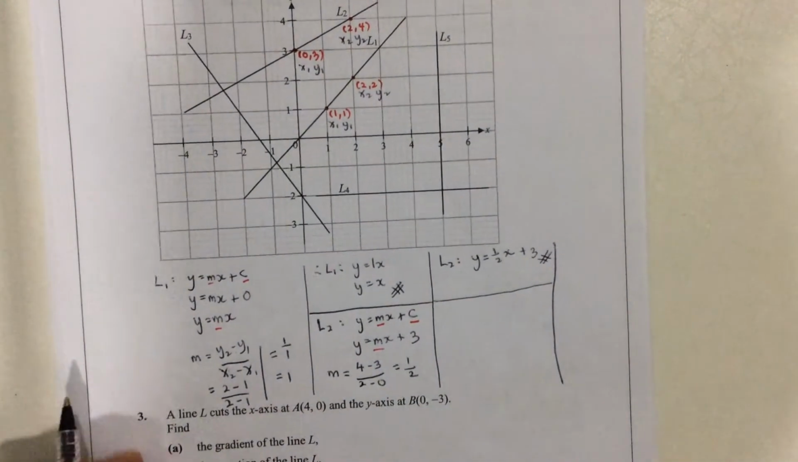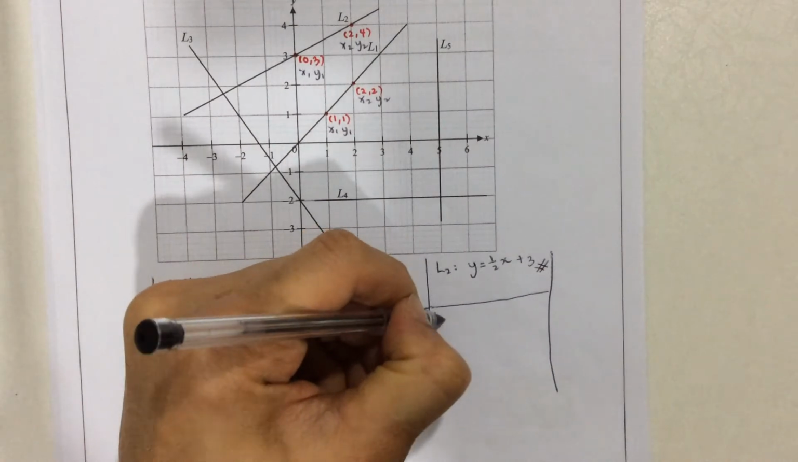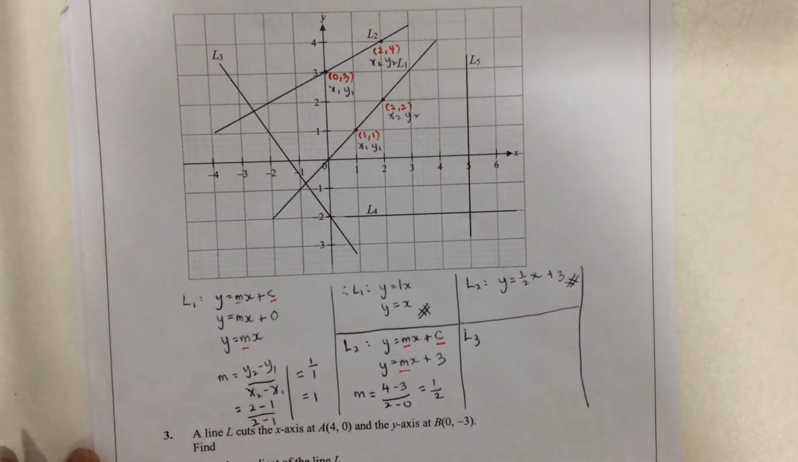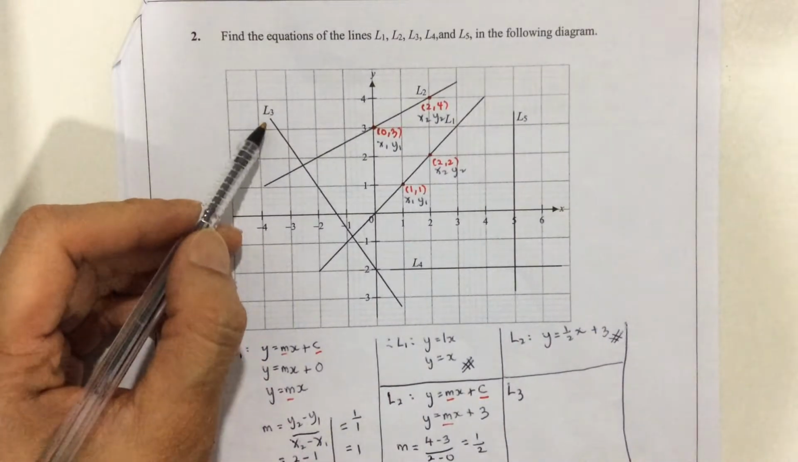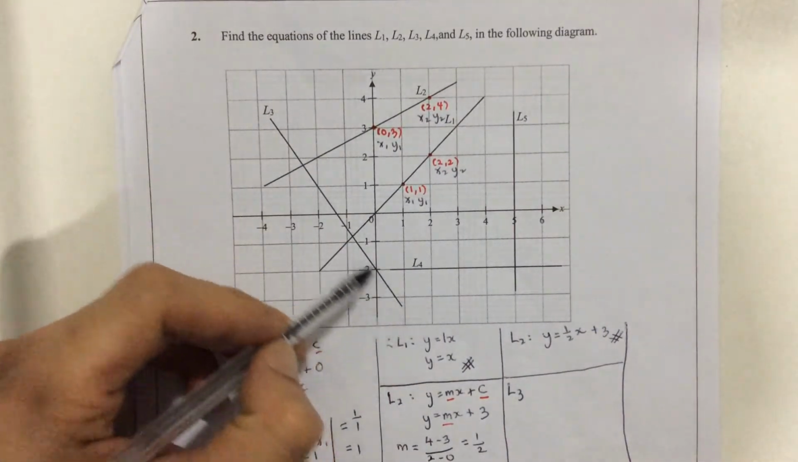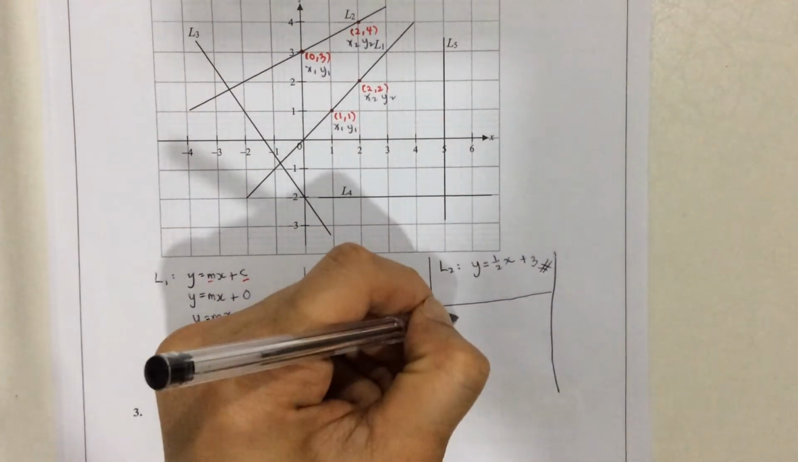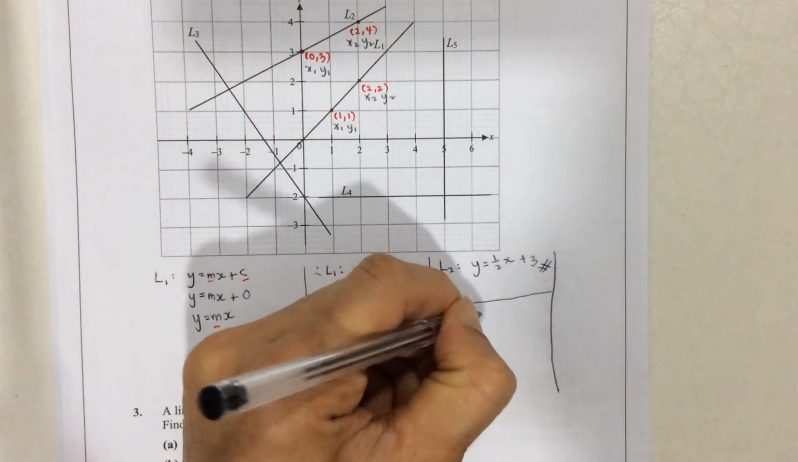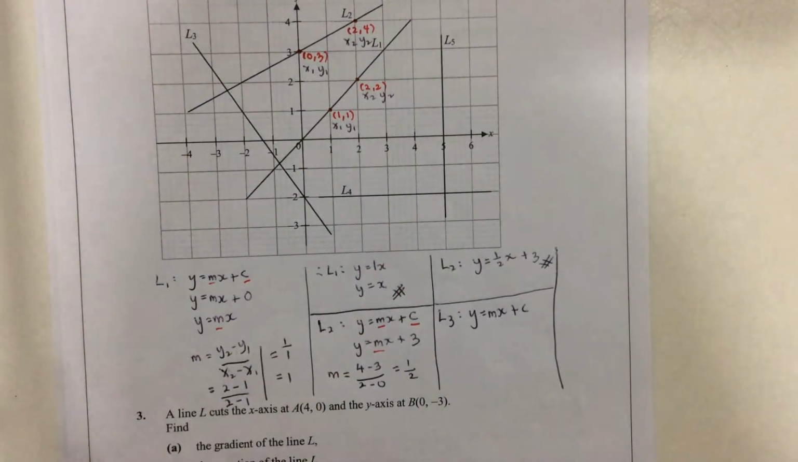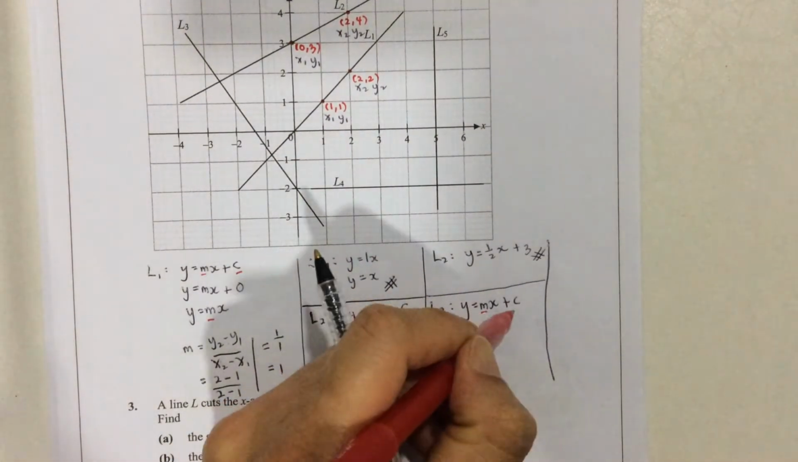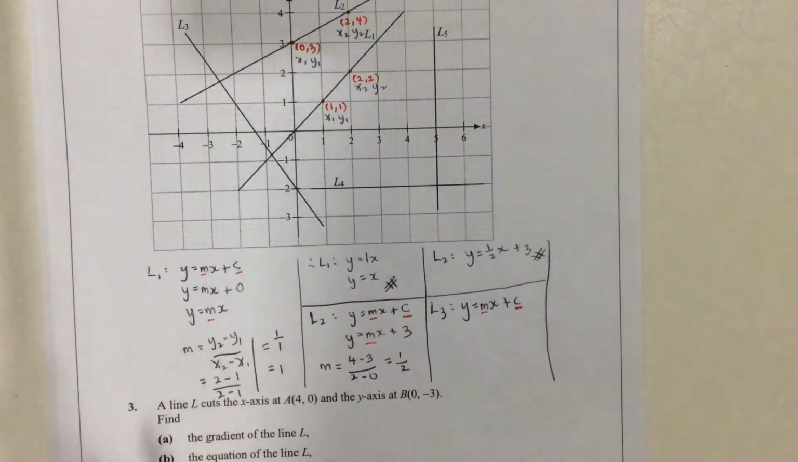Okay, next we have line 3. If we look at it, it is here. This is line 3. It's a straight line, so again it will follow y equals mx plus c. So line 3 will be y equals mx plus c, and we are going to find the value of m and the value of c.